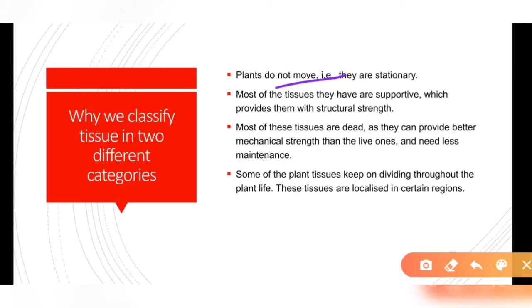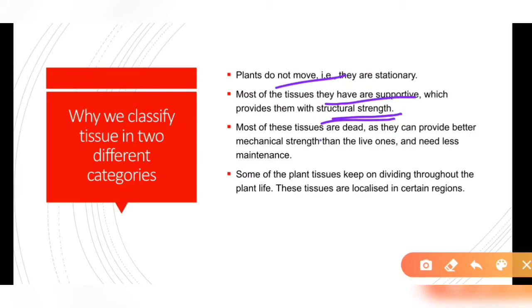Second, most of the tissues in plants are supportive, just providing structural strength, a particular structure, which is mostly not flexible, except in the younger branches, right? So they provide strength, that's why we need to classify. But in animals there is nothing like that; we need support, and we have different kinds of tissue for support and for movement as well, right?